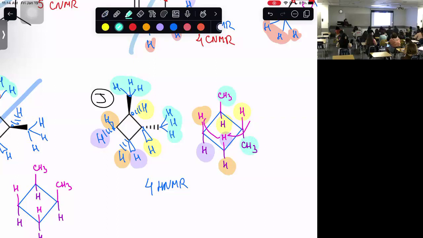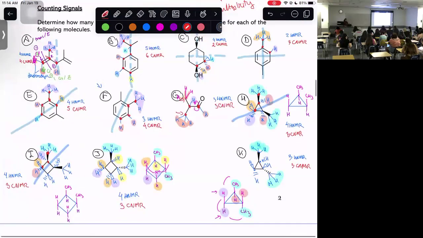Questions on the H NMR signals? We're good? Do we all see it? Okay, what about C NMR signals? How many do you see? In this case, it's going to be 3, because again, it's the same process as we saw with the hydrogens. It's all about the environment that they're exposed to. Okay, so questions so far on any of the molecules that we've covered?